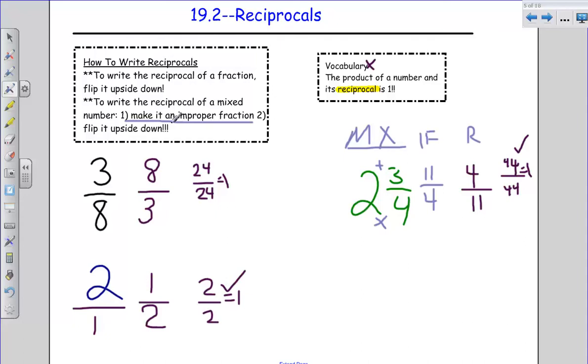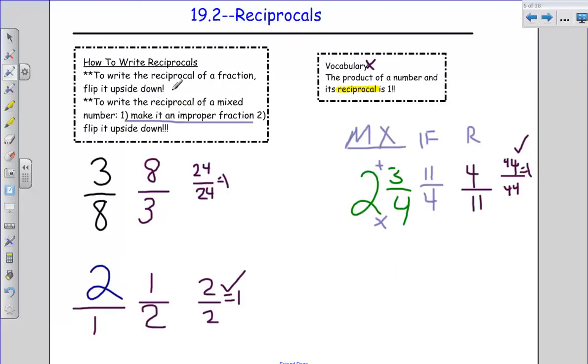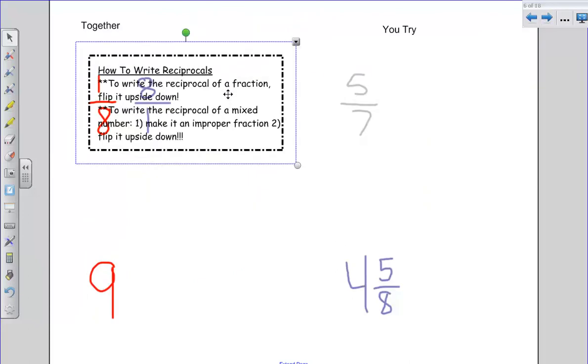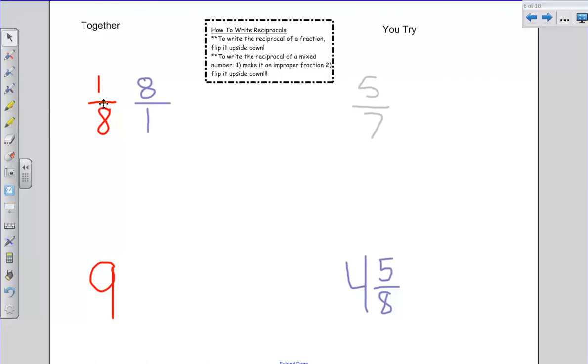So here's my how-to guide. Basically, I have a fraction, flip it upside down. My flipped upside down fraction is my reciprocal. This is going to be beneficial to me when we are dividing fractions. Alright, here's some more example problems. The reciprocal of 1/8 is going to be 8 over 1. Again, all I'm doing is flipping it upside down. Let me add our cheat sheet over here so that we can remember what we're doing. So I have my fraction, I flip it upside down, and I get my reciprocal.